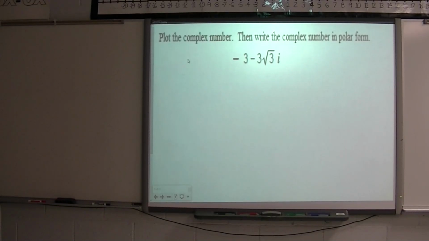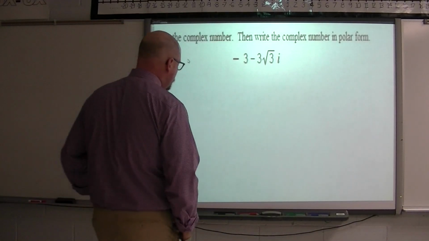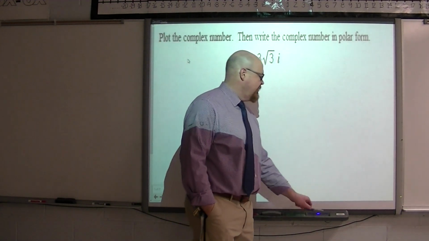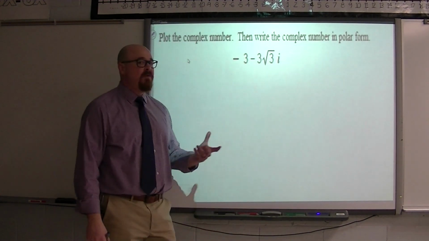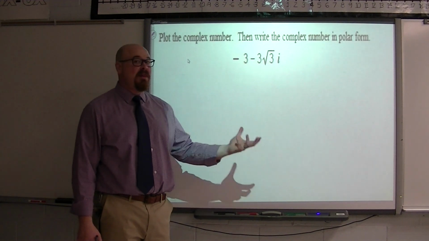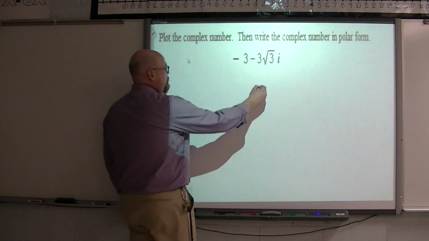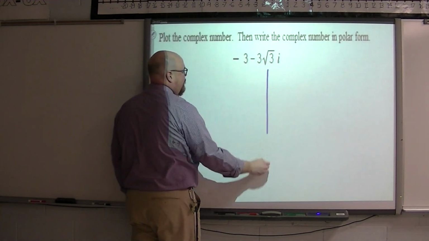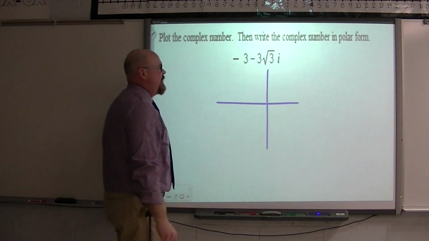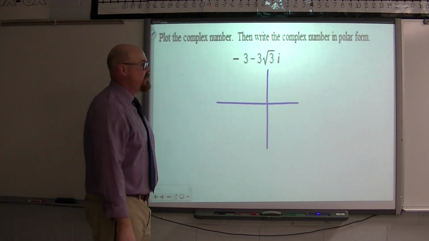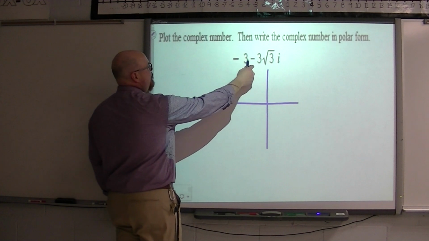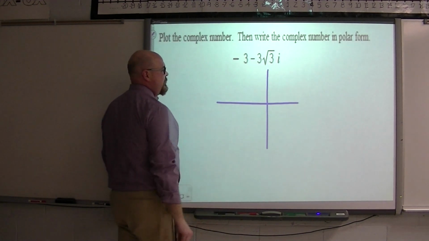Okay, so we talked about what the polar form of a complex number is. It comes from plotting it in the complex plane, right? Good problem solvers will start with a drawing, with a picture, with an image to help them out. -3 and then -3 radical 3.